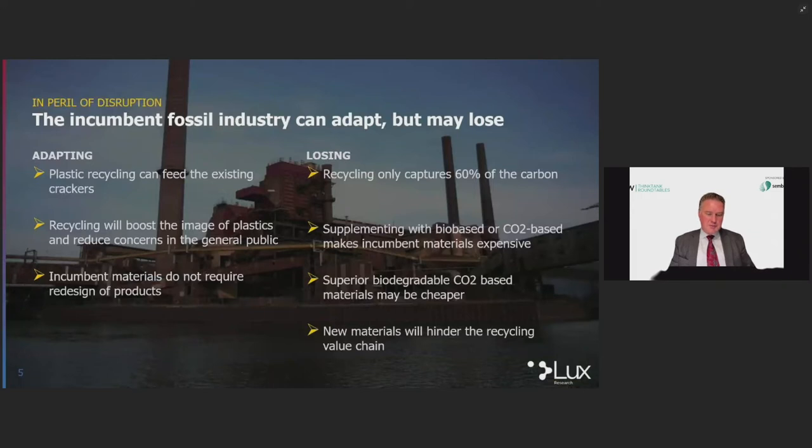And then of course, the additional issue is that it's way easier to make biodegradable plastics out of CO2 or out of biomass than it is using the current infrastructure. And biodegradable biomass has a big advantage currently in public opinion because of all of the problems that microplastics, for example, are causing.